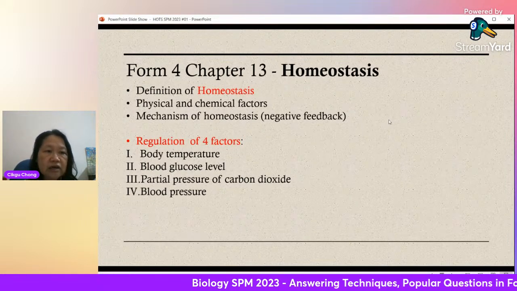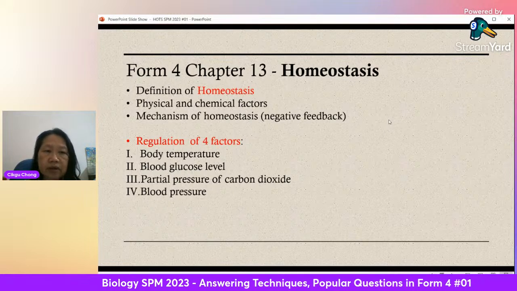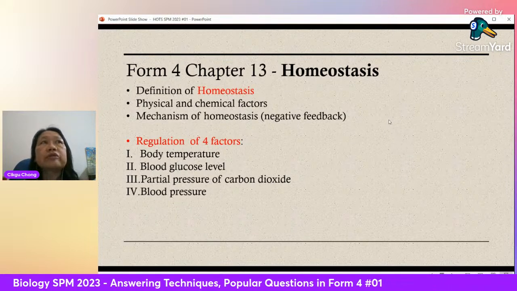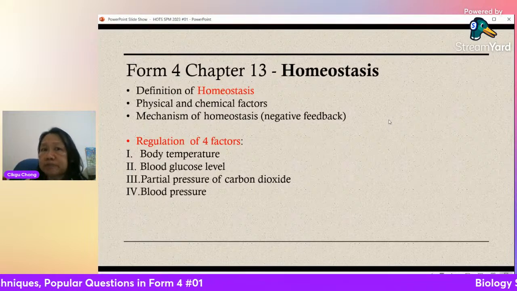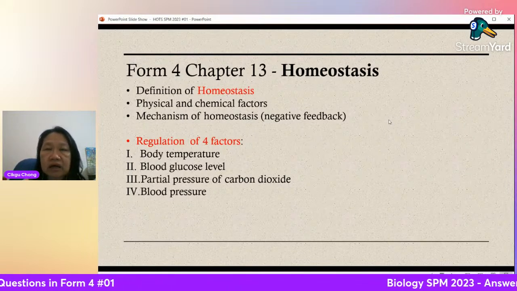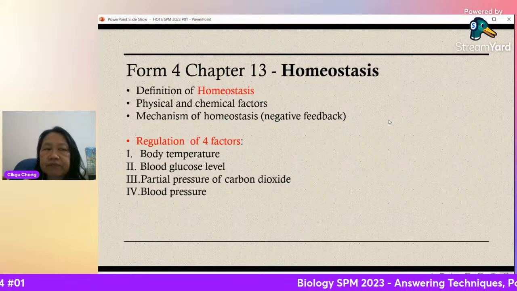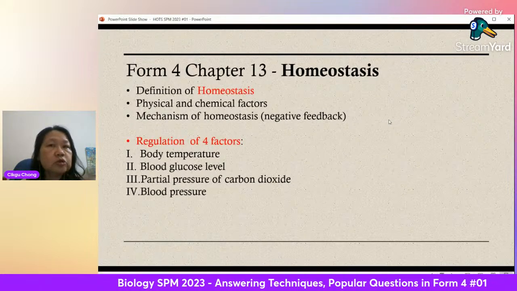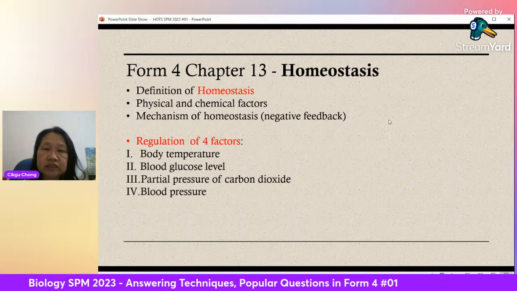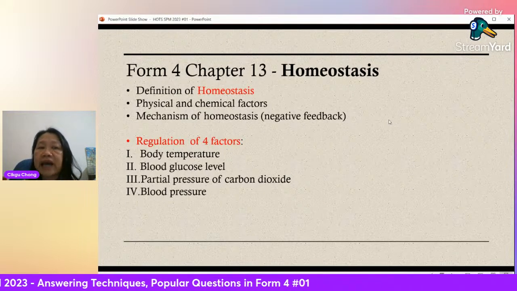One more factor is blood pressure. If your blood pressure rises, what is your body going to do to bring it down? Or if your blood pressure drops, for example, you're having heavy, serious bleeding, so your blood pressure will drop. What is your body trying to do to bring up your blood pressure? So they will ask you only any of these 4.